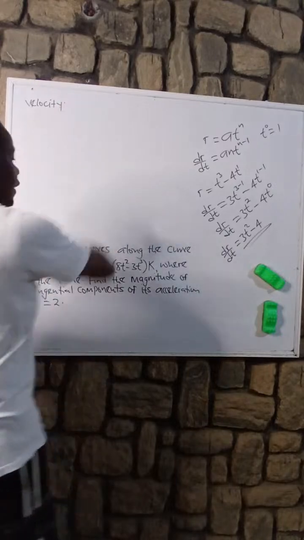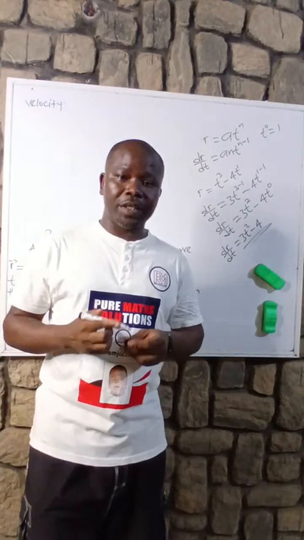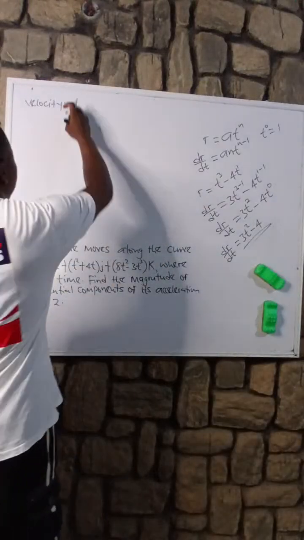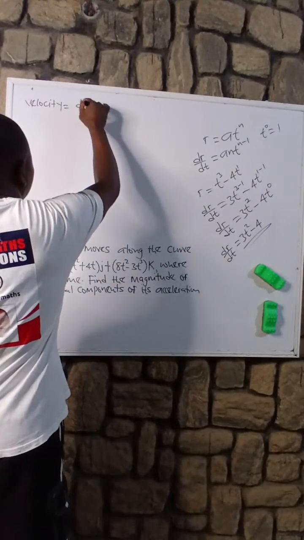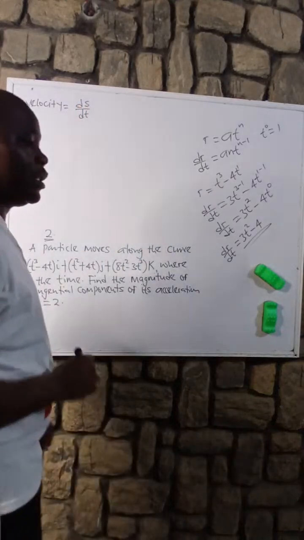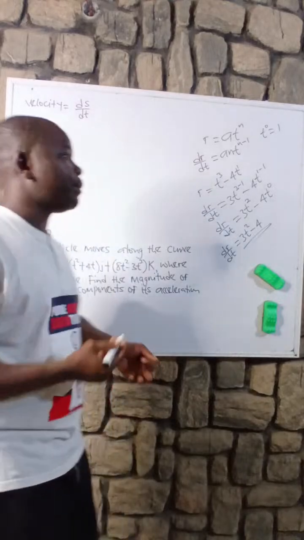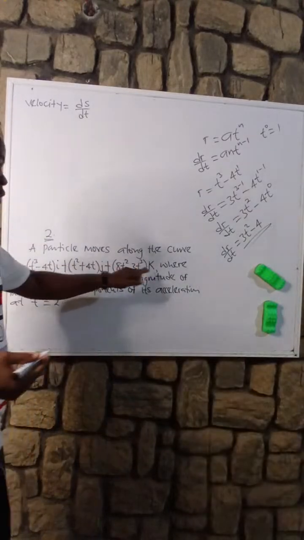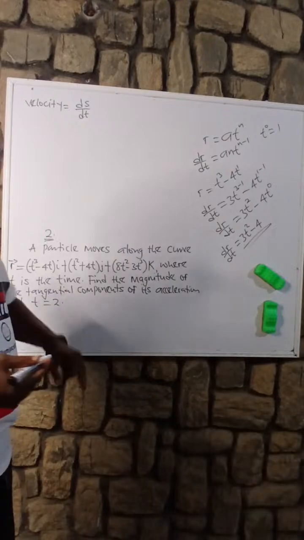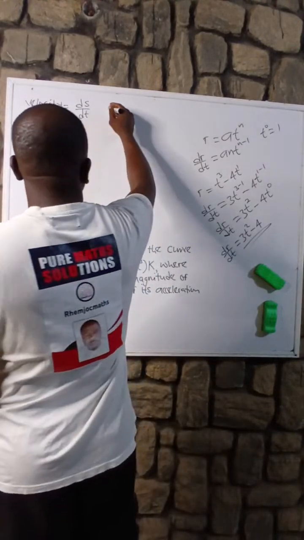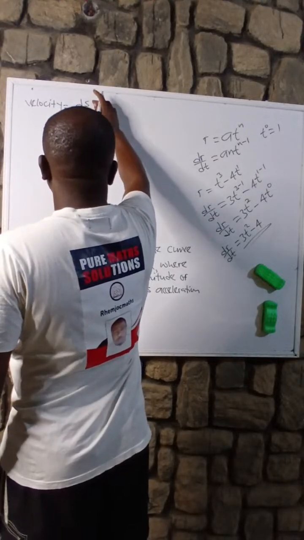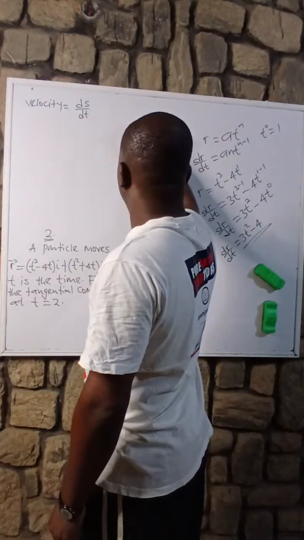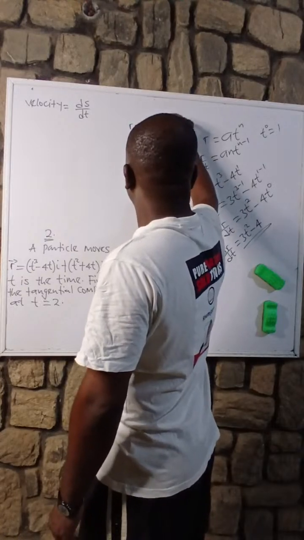velocity is the rate of change of displacement with respect to time. True or false? That is the definition. It means velocity is equal to ds over dt. That is the mathematical definition of velocity. Do you understand? So it means we are going to apply it here. Is that clear? So this s, we can still use s as a distance. We can still use r as a distance.